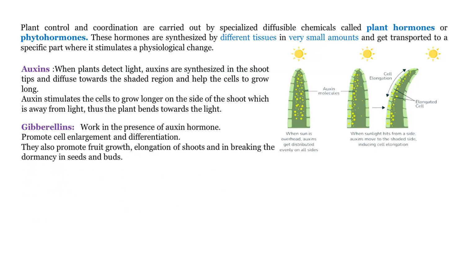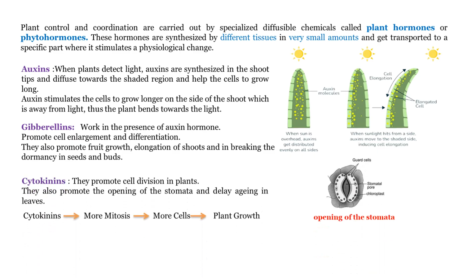Now coming to the next hormone, gibberellin. Gibberellins work in the presence of auxin only, and they promote cell elongation, enlargement and differentiation. The cells enlarge and differentiate into various parts. They promote fruit growth, elongation of shoots, and breaking the dormancy in seeds. The seeds are in a resting phase, so gibberellins break it and help the seed in germination. They also break the dormancy in buds. This was the function of gibberellin.